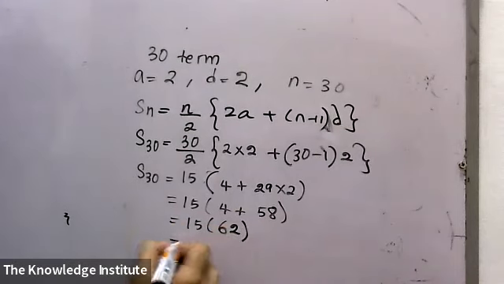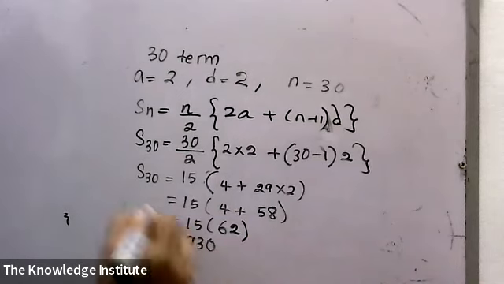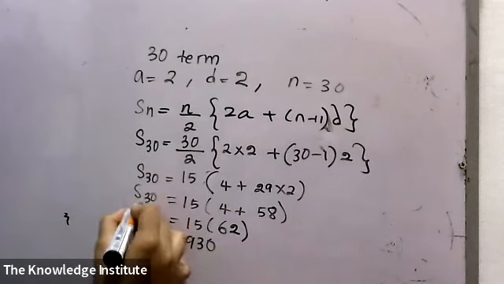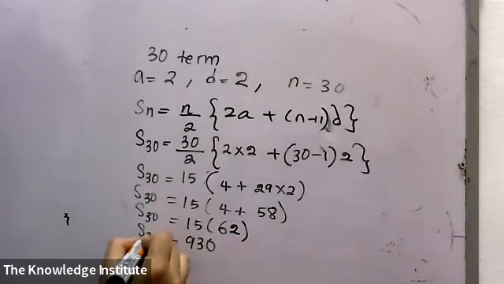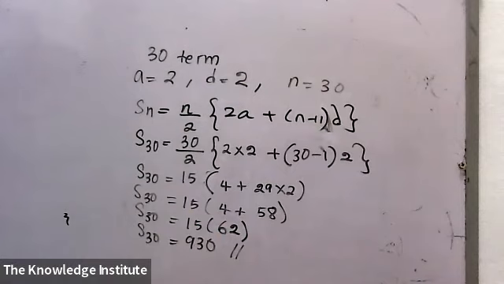62. 15 into 62 is? 930. Therefore, what is your final answer? 930. Do you all understand? Yes, teacher. Okay. You all must copy these. We are going to move to geometric progression.